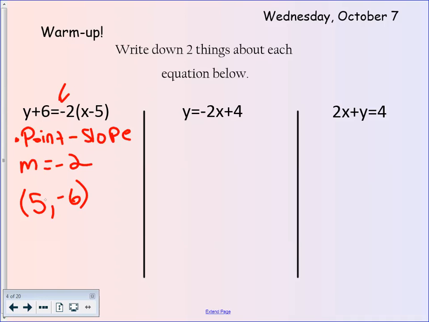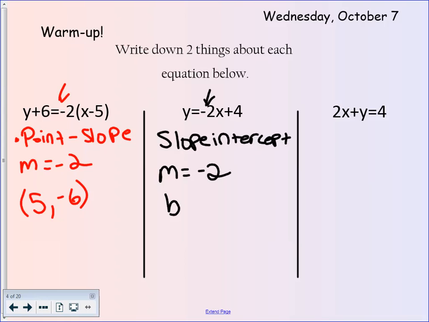On the second one, this is in slope intercept. Well, I know the slope is -2. And then my b, or my y-intercept, is 4.